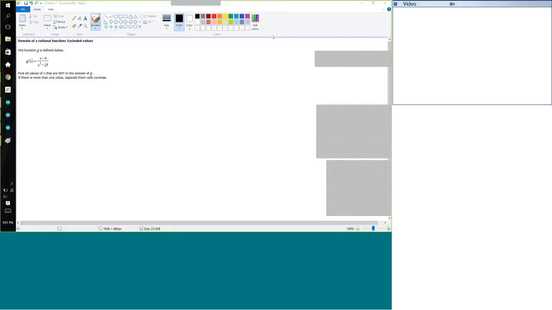So let's go ahead and get started with the domain question here. We have a domain of a rational function, excluded values. The function g is defined as below: x minus 4 divided by x squared minus 25.